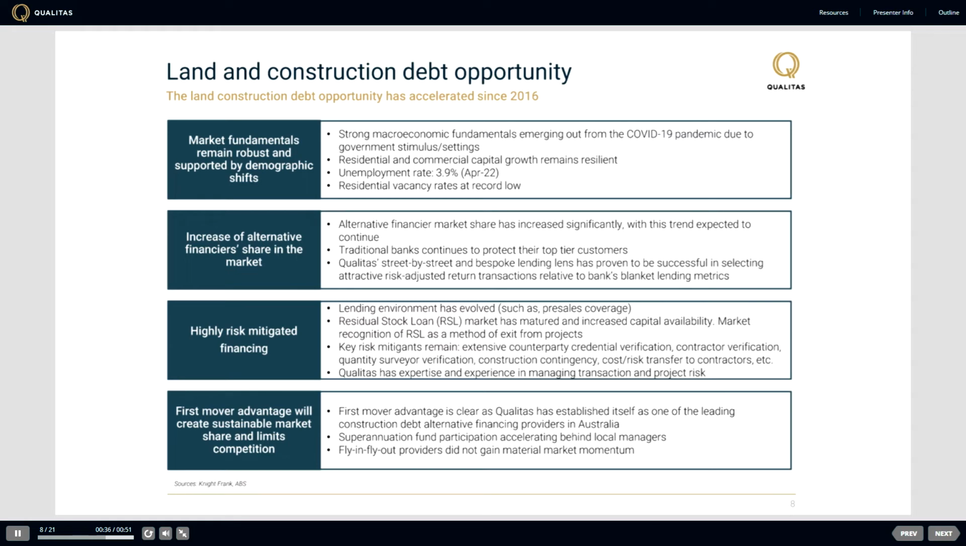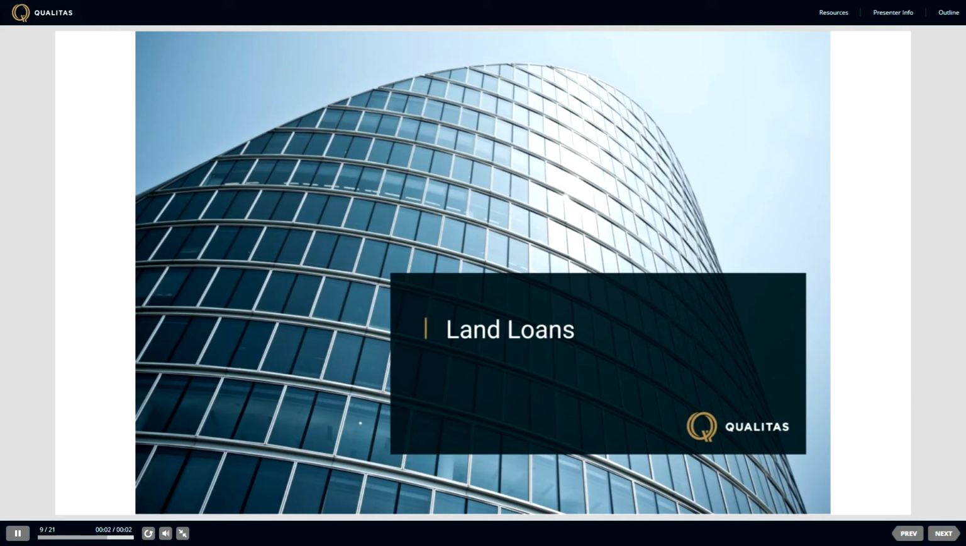As one of the leading alternative construction financiers in Australia, Qualitas has substantial first mover advantage and has extensive experience at managing these type of investments through multiple real estate cycles. So what are land loans?